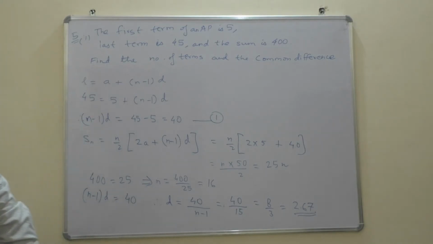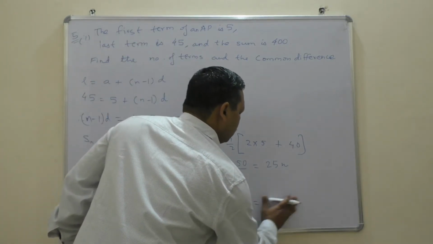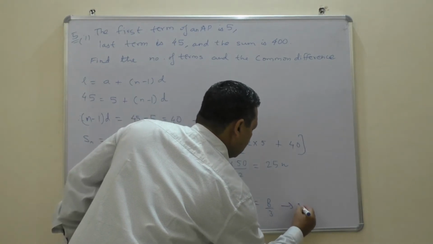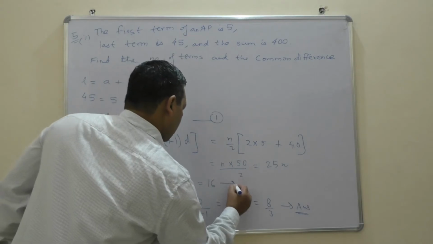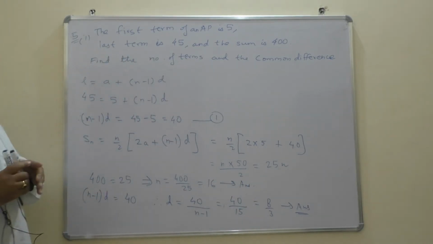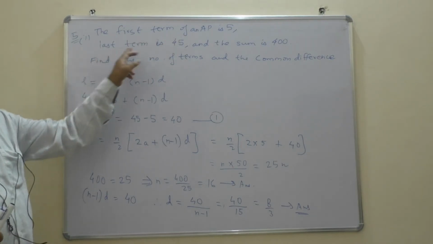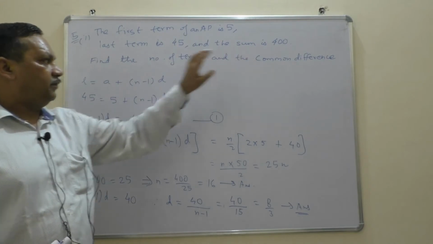So this is how you get it. Clear this question. So the answer is, you can write in fractions also. This is the answer to d, and the number of terms is another answer. I'll just revise it once again. The first term of an AP is 5, the last term is 45, the sum is 400, find the number of terms and the common difference.